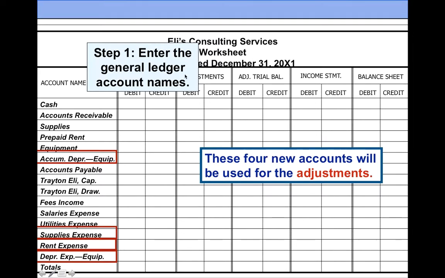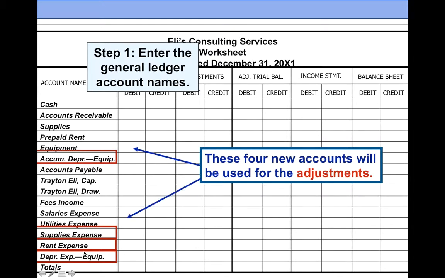So we entered all of these accounts in the same sequence. So you have assets listed first, but notice there are some new accounts that you have not used yet, such as accumulated depreciation equipment, and this account currently has no balance. We're still going to list it because it's going to be impacted by adjustments. And then you have your liability accounts payable, your capital and drawing, 1 revenue account called fees income, and a couple of expenses that will have balances, and then you will have 3 new expense accounts that do not have balances yet, but we need to list them.